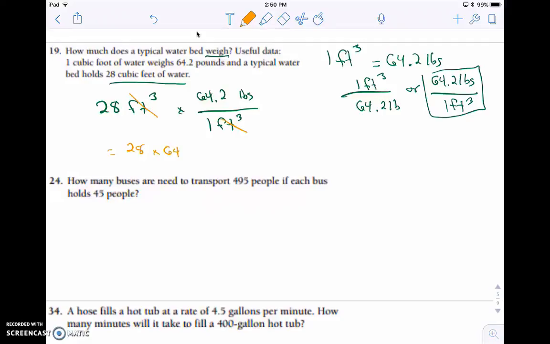So now we get 28 times 64.2 pounds, and when you take 28 times 64.2, you roughly get 1,797.6 pounds. Okay, so a bed that holds 28 cubic feet of water is going to weigh almost 1,800 pounds.